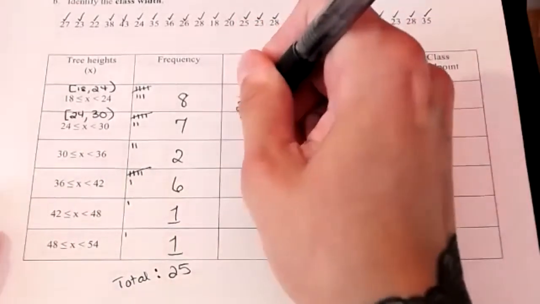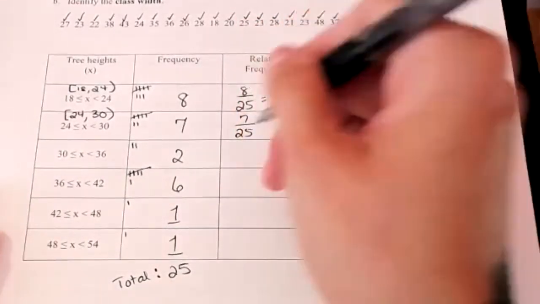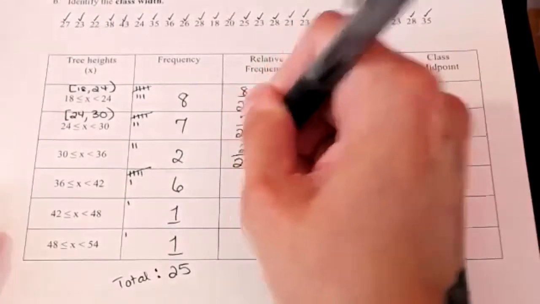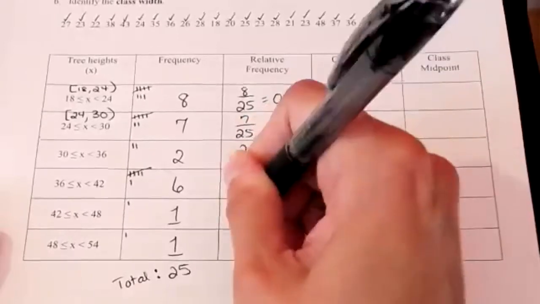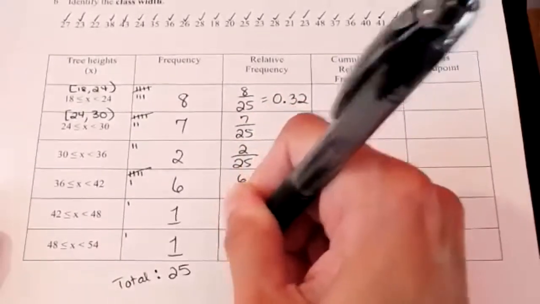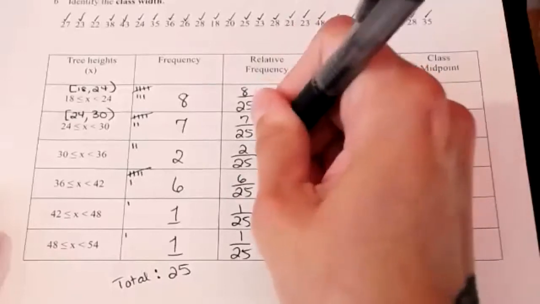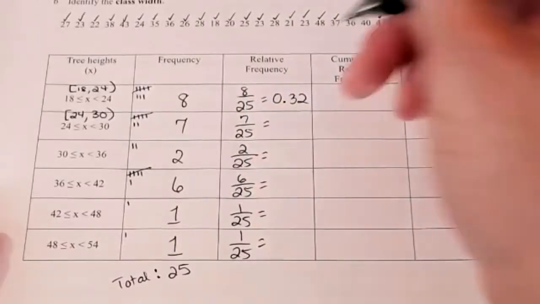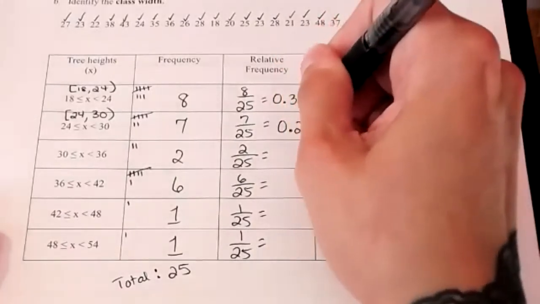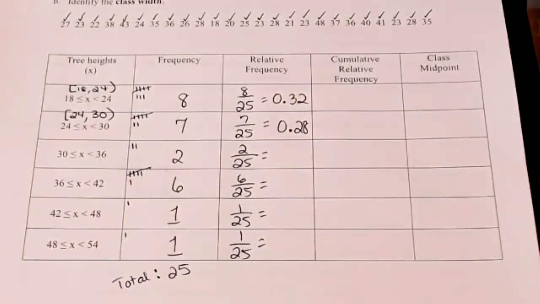We're going to continue through this same fashion for each class. The second class, the likelihood is 7 out of 25. For the third, it's 2 out of 25. For the fourth, it's 6 out of 25. And then we have 1 out of 25 and then 1 out of 25. I would like those respective decimals. Would somebody shout out 7 over 25 is? 0.28. Beautiful. Someone else. 2 out of 25.